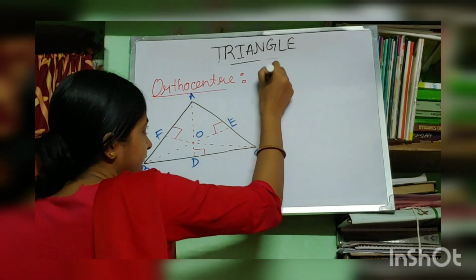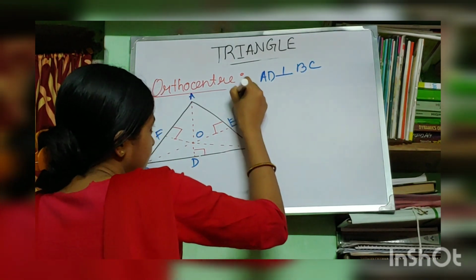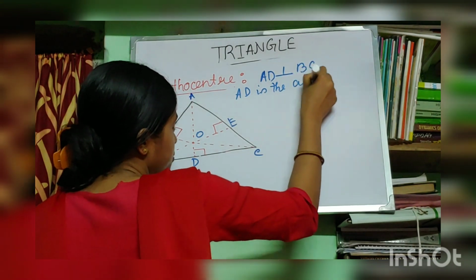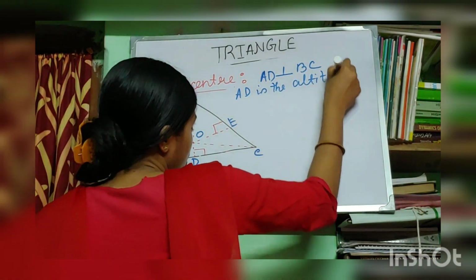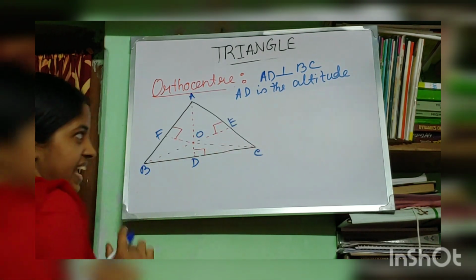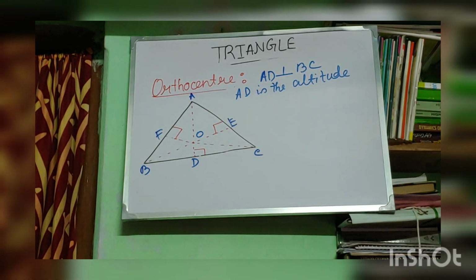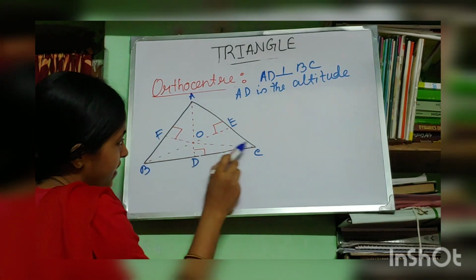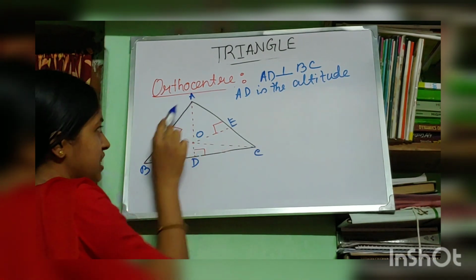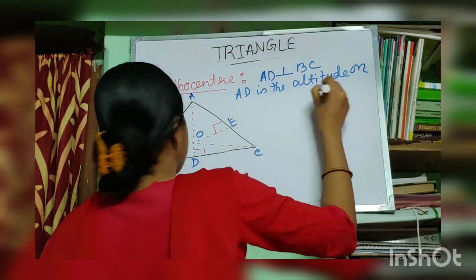So here AD is perpendicular to BC. That means AD is the altitude. In the same way BE is the perpendicular drawn on AC. That means BE is the altitude on AC. In the same way CF is the perpendicular drawn on AB. So CF is the altitude on AB.